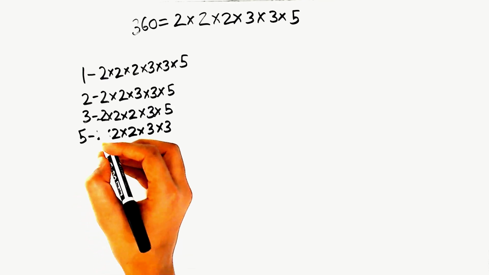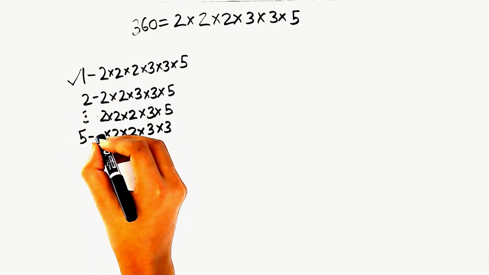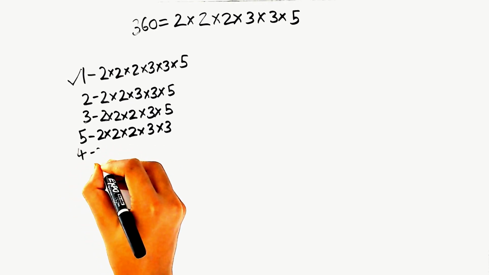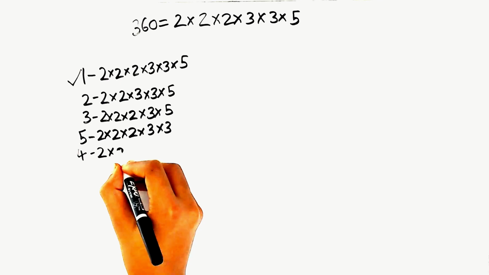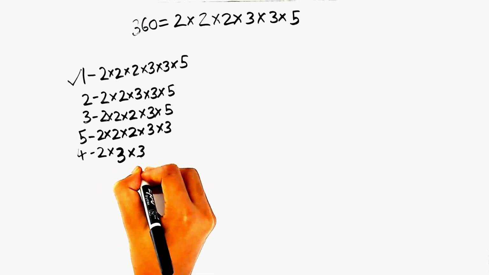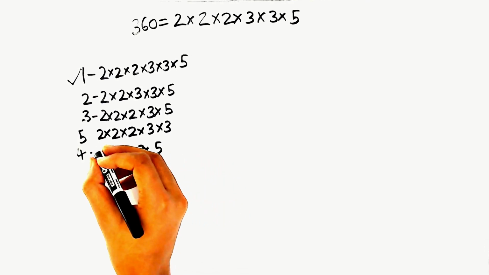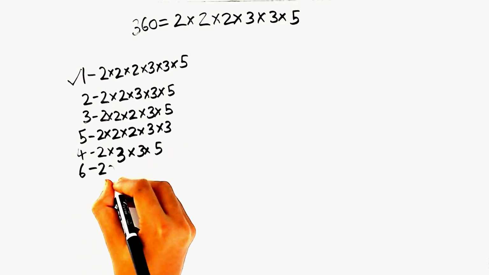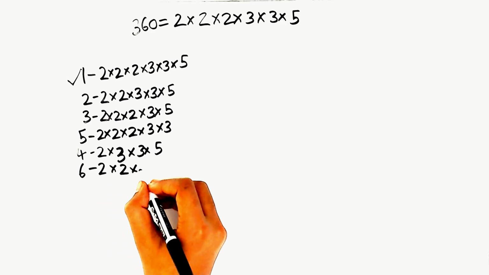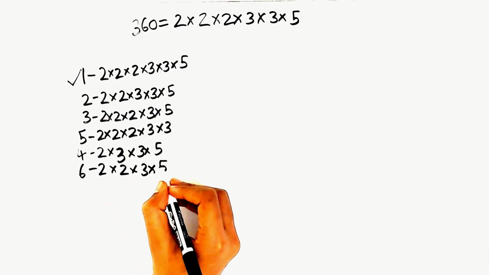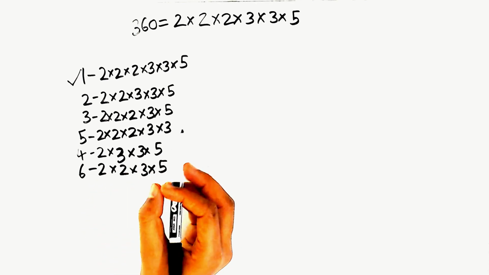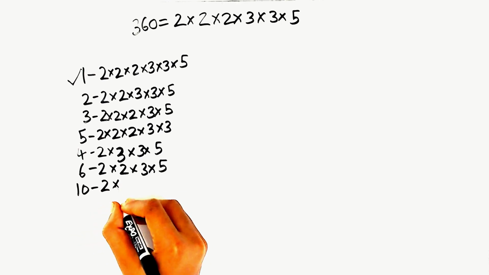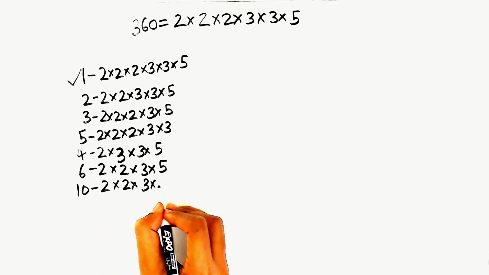Okay, so now we're done with 1. So let's check that off. Now 2 times 2 is 4. So 4, 2 times 3 times 3 times 5. Now 2 times 3 is 6. So 2 times 2 times 3 times 5. Now 2 times 5 is 10. So 10, 2 times 2 times 3 times 3.